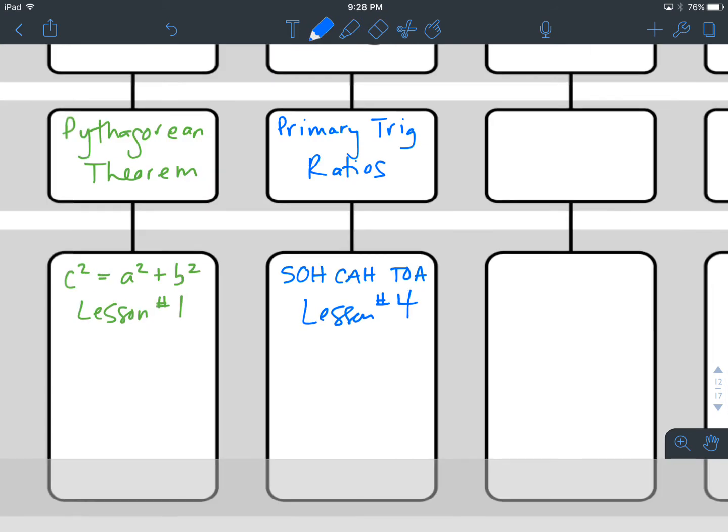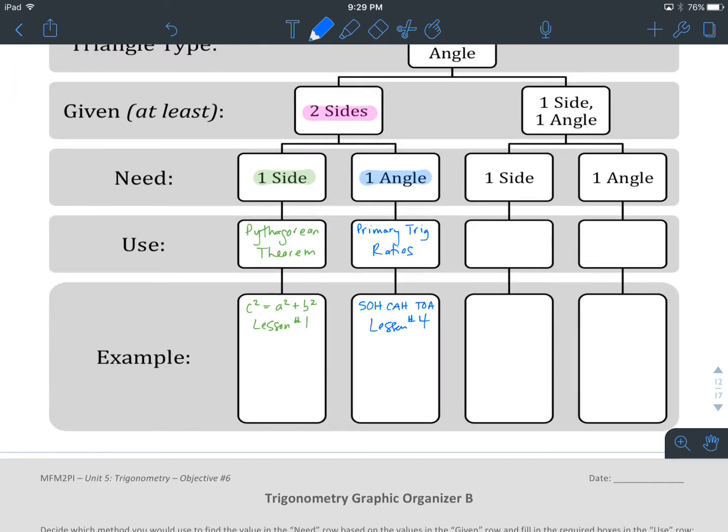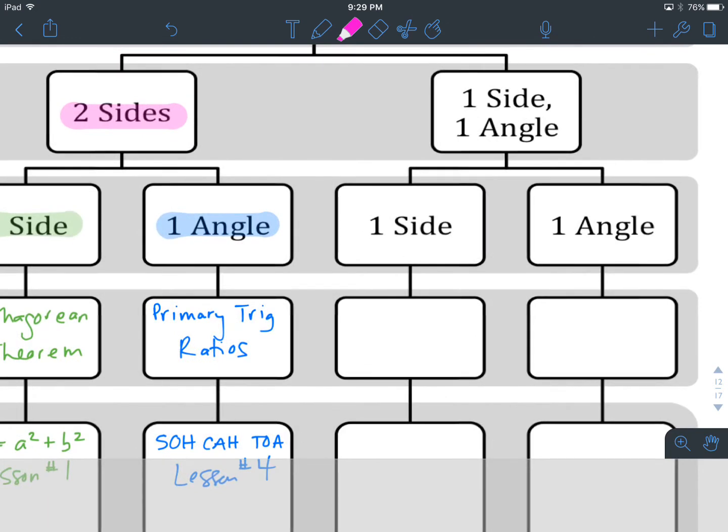And again, I'd like you to go back to lesson number 4 and fill out an example here where you're given 2 sides in a right angle triangle and what you're after is one of the other 2 angles that's not the 90 degrees. So we've got this half filled out. What if we weren't given 2 sides? What if instead we were given 1 side and 1 angle?